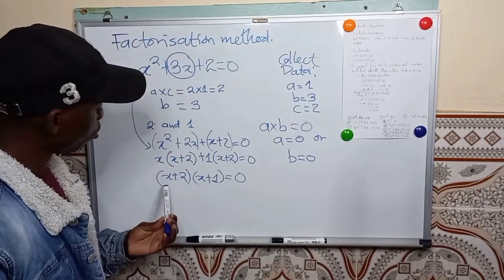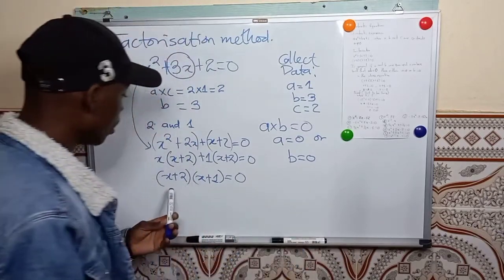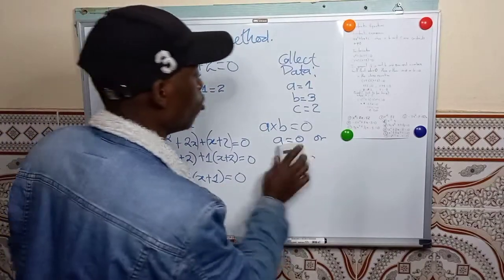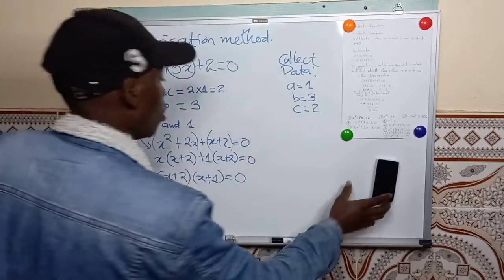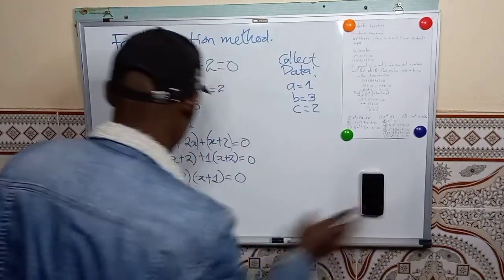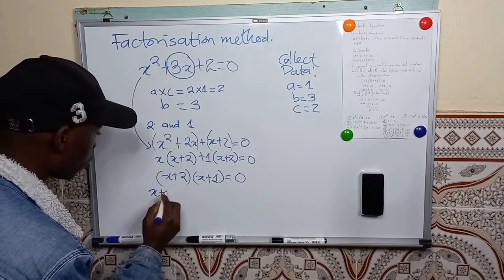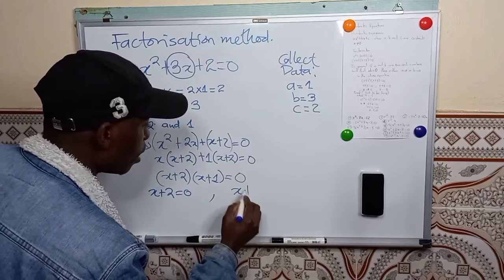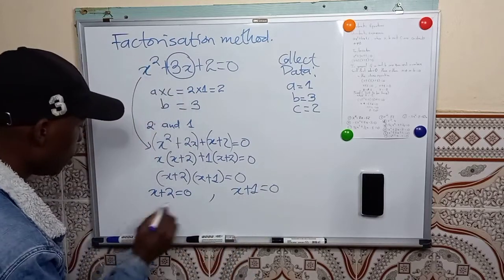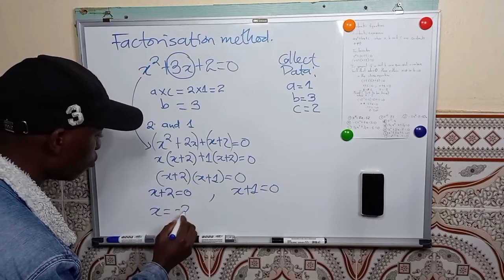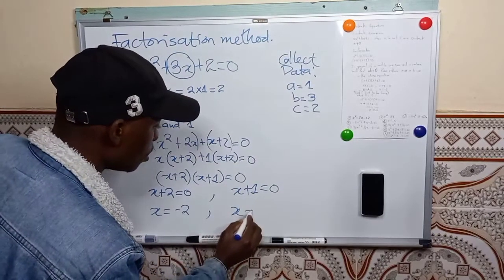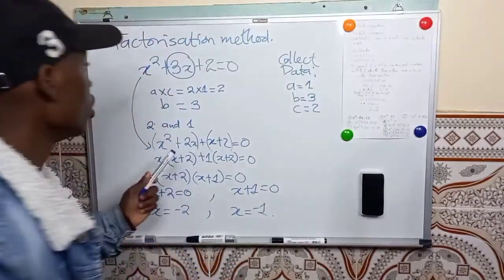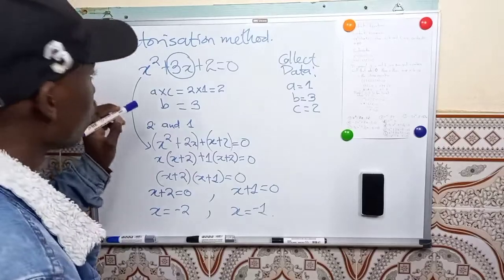In order to find the values of x here, we're going to equate this part of the bracket equal to 0 and this part equal to 0. So here we go. x plus 2 is equal to 0. x plus 1 is equal to 0. Here our x is equal to -2, and here our x is equal to -1. And this is how you solve a quadratic equation using the factorization method.